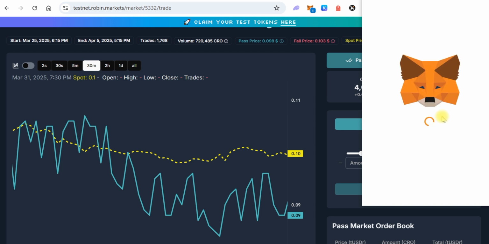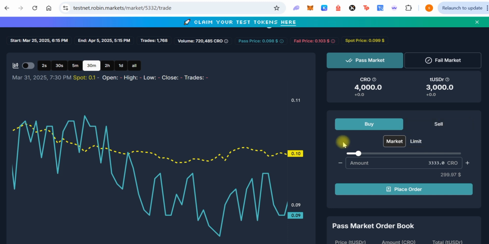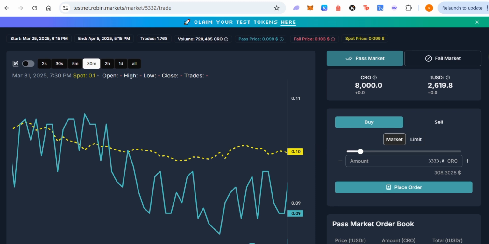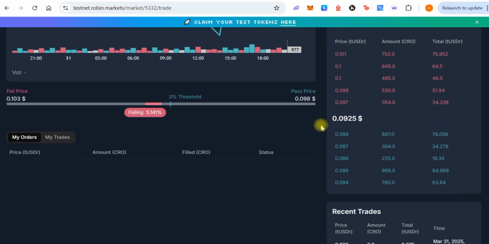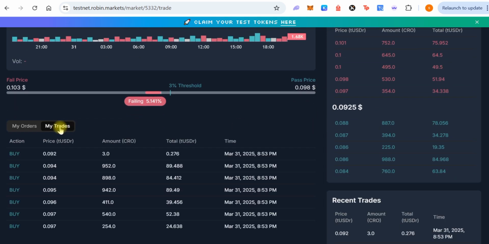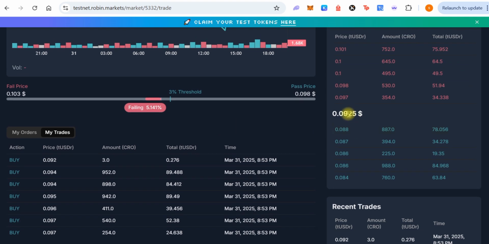I have to confirm that. So now you can see my order is filled, and my balance has reduced. If we scroll down and go to my trades, you can see the trades that I took, and how it filled the order, because it's an order book and I bought at market, so it kind of filled my orders.